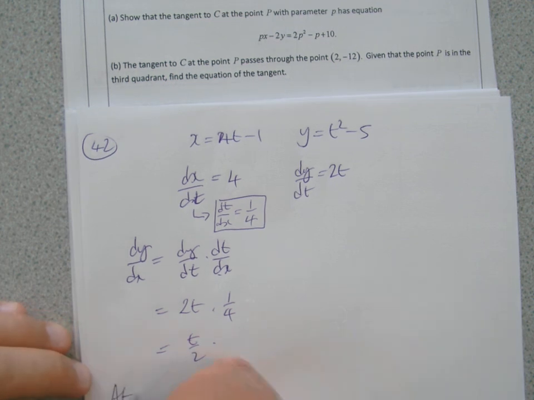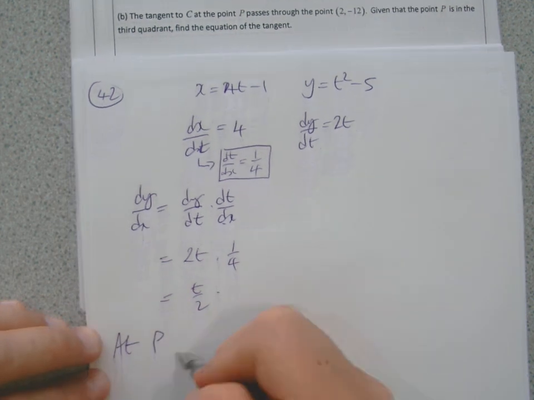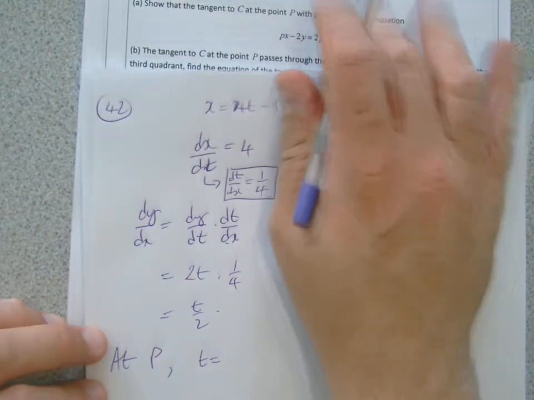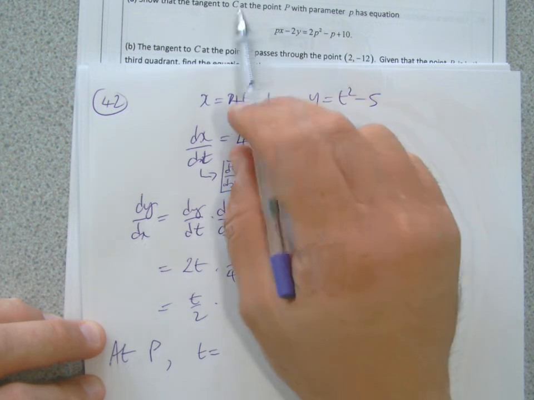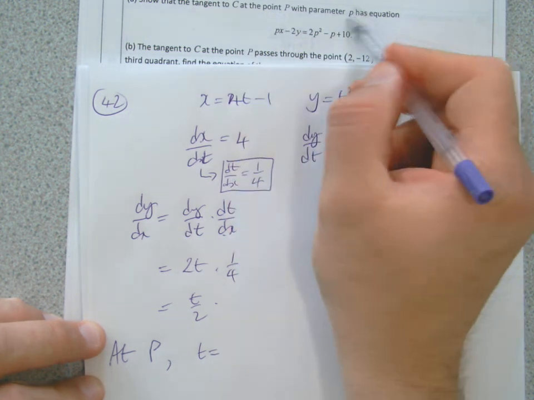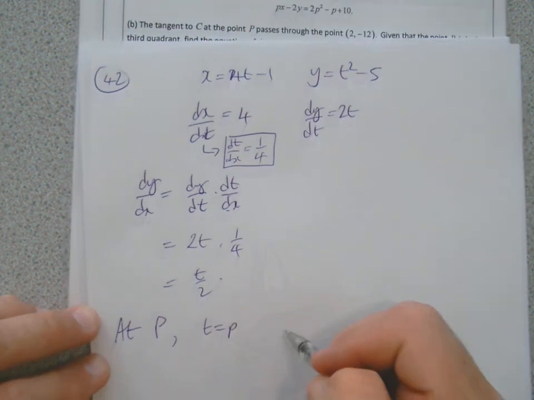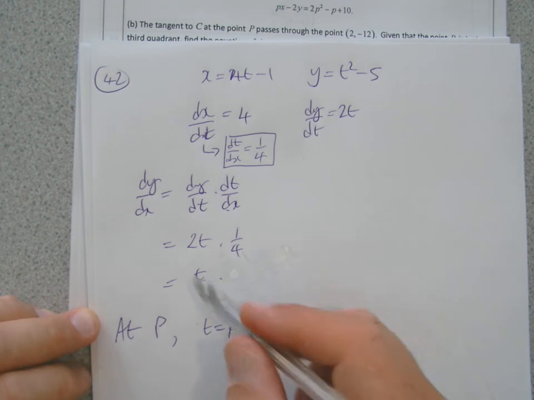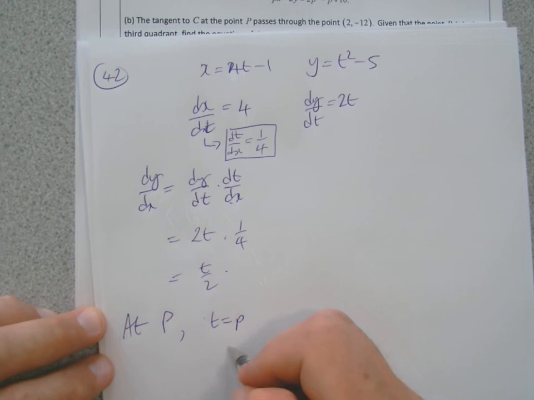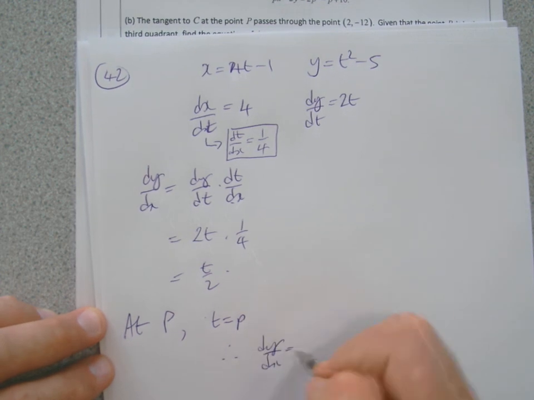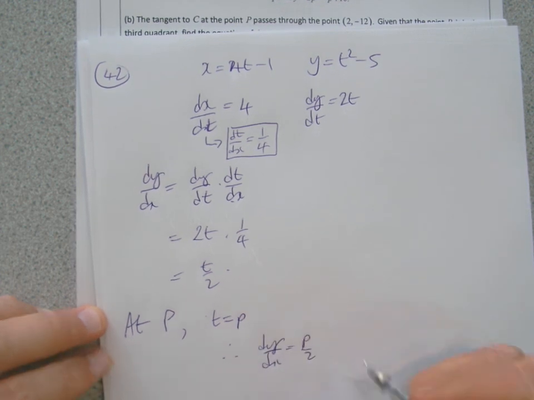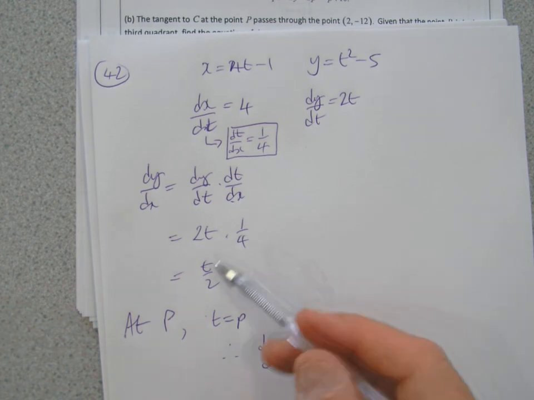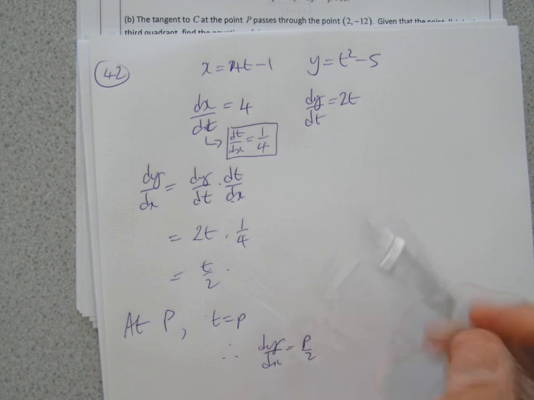Now at this point P, the parameter is t, but if you look at the question, it says it is equal to little p. So at the point P, it has parameter little p. In other words, t is equal to p. So we're going to substitute this into dy/dx. Therefore dy/dx equals p/2, because t is p.